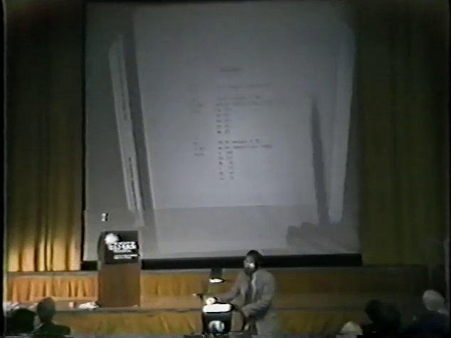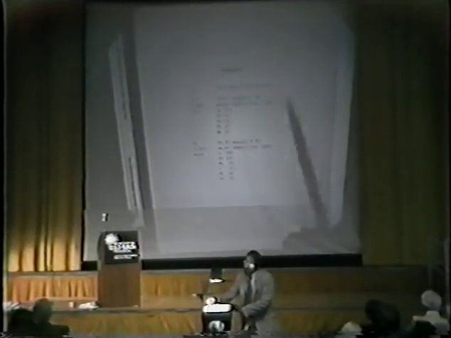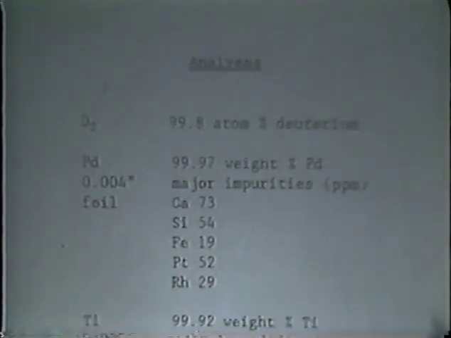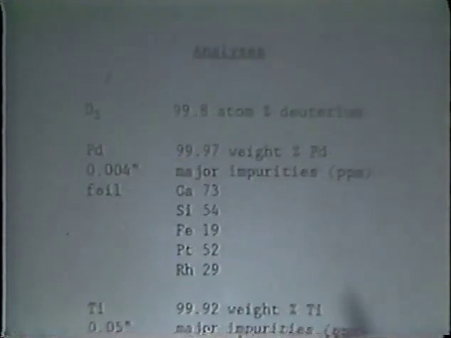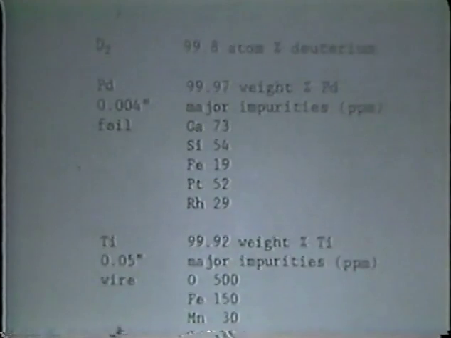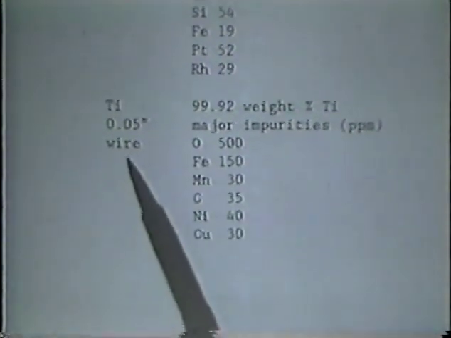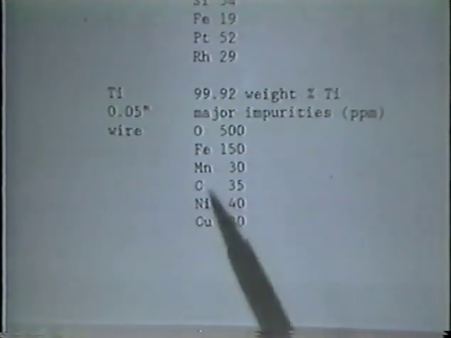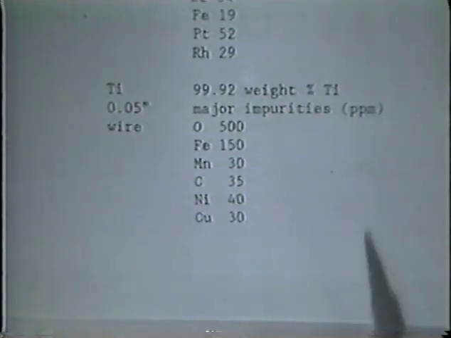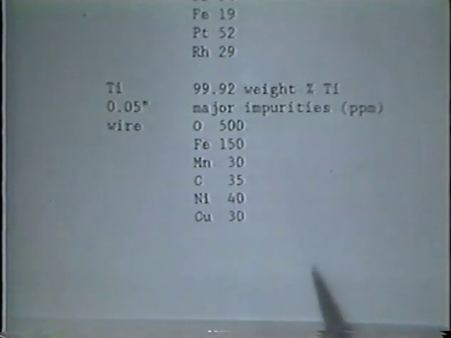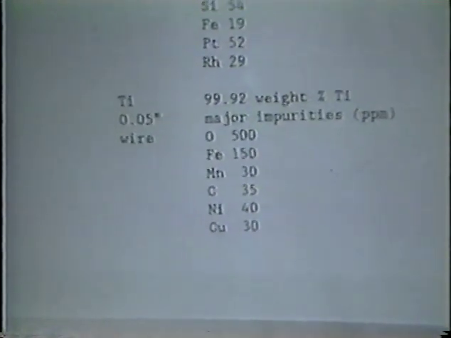The material that we used was 99.8 atom percent deuterium gas. Palladium was 99.97 percent, analyzed by spark source emission. It's a 0.004 inch foil, about 0.1 millimeter. And for the other experiments, we used a titanium wire, 0.05 inches in diameter, which we cleaned and then broke up into about 1/8 inch to 1/16 inch lengths to load into the cells.